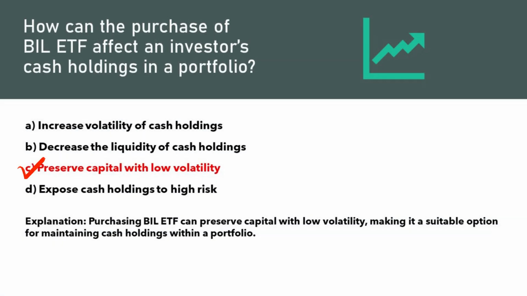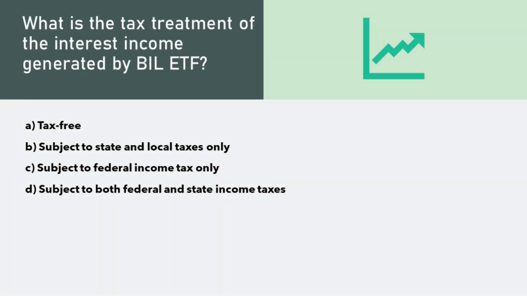Answer: C. Preserve capital with low volatility. Explanation: purchasing BIL ETF can preserve capital with low volatility, making it a suitable option for maintaining cash holdings within a portfolio. What is the tax treatment of the interest income generated by BIL ETF?